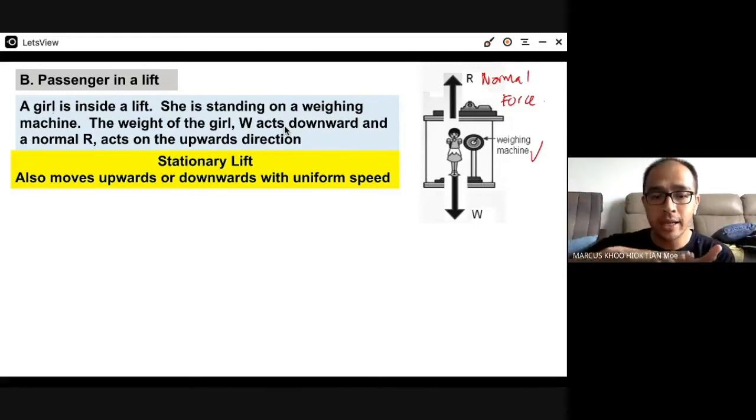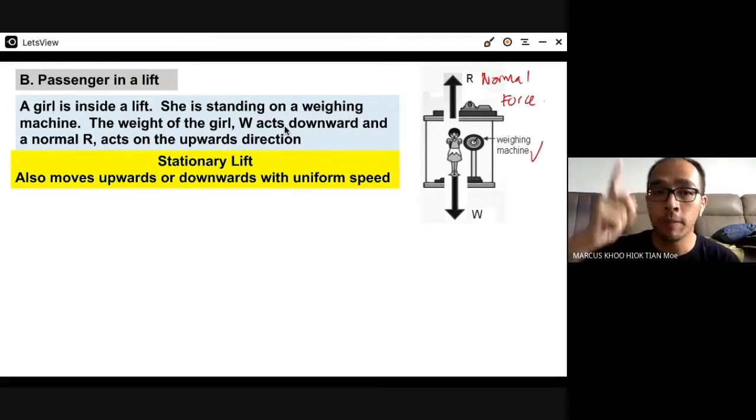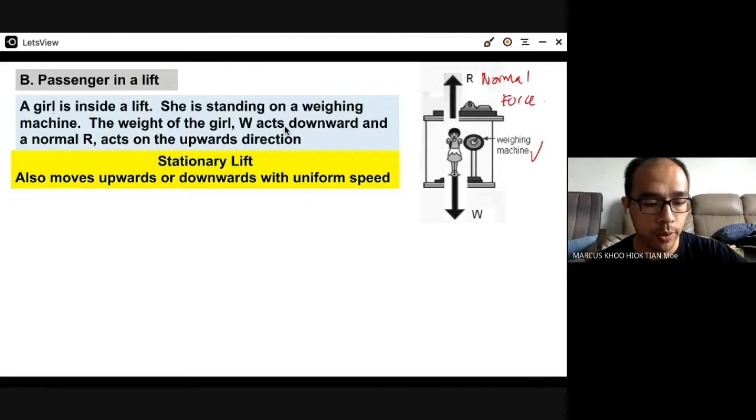Since she is standing on a lift, on a platform, there is a weight downwards, and there must be an opposite force in the opposite direction, which we will call the normal force. Now, if the lift is stationary or if the lift moves upwards or downwards with uniform speed. Tell me again, what does this mean? Stationary lift or upwards and downwards with uniform speed.